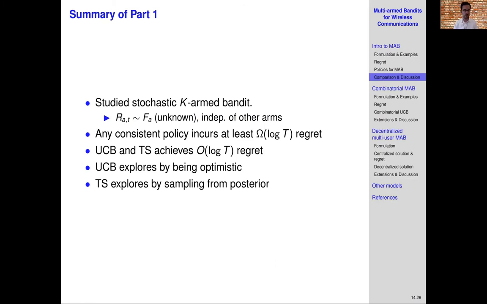Here is a summary for the first part. In the first part, we studied the stochastic k-arm bandit problem, where arm rewards are samples from an unknown distribution. The arm rewards are independent of each other. For this problem, we showed that any consistent policy incurs regret that grows at least logarithmically over time. Then we saw two policies, UCB and Thompson sampling, that achieve regret growing logarithmically over time. The UCB algorithm explores by being optimistic, and Thompson sampling explores by sampling from the posterior.